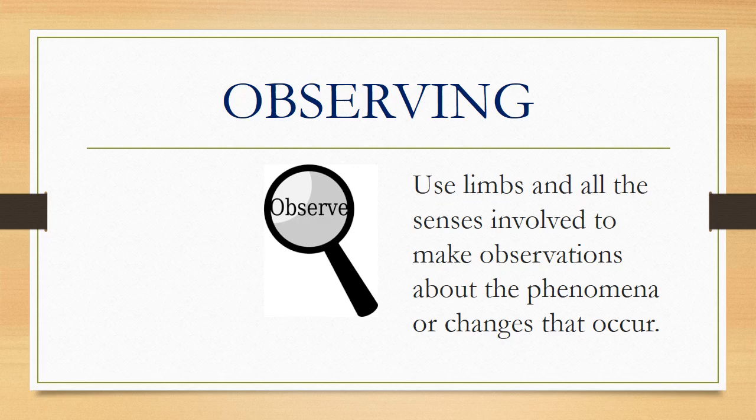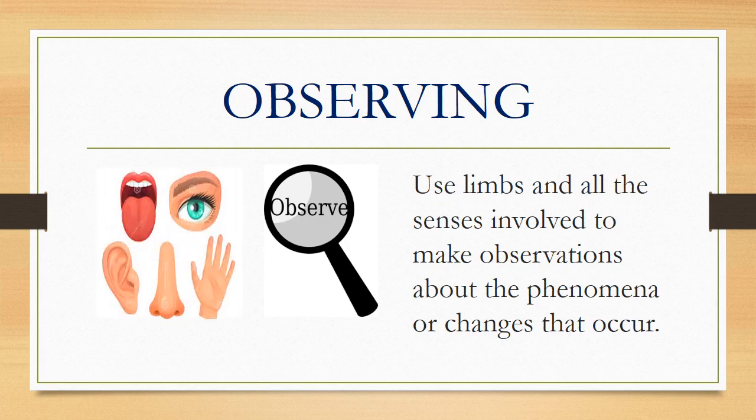The first one is observing. What does it mean with observing? You're making observation. You gather information about changes around us by seeing, smelling, tasting, touching, and listening. We use our senses. These are 5 senses that you use to do observation.